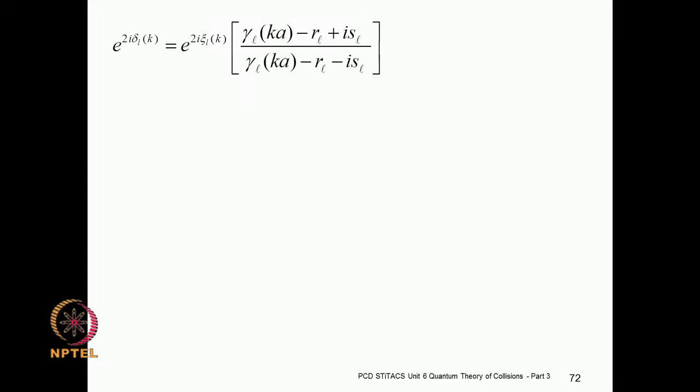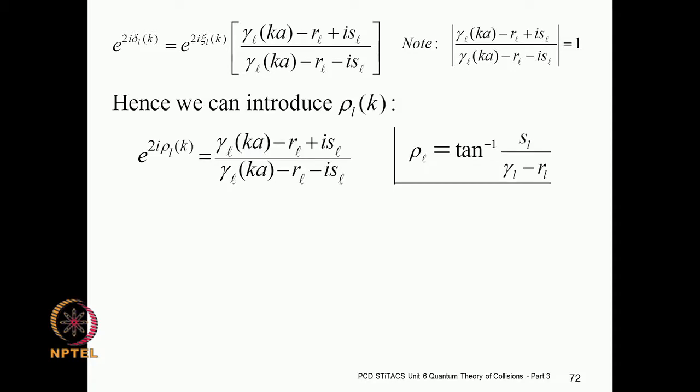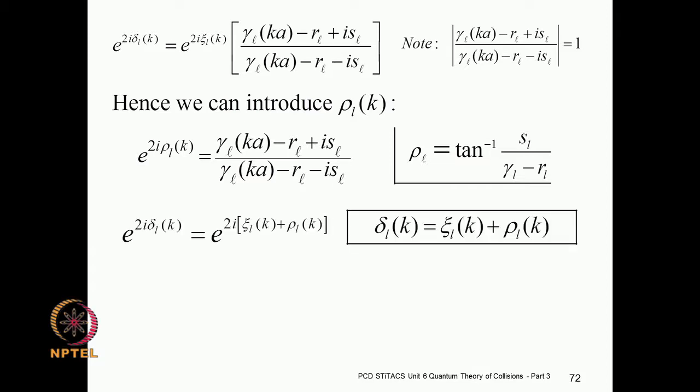So we have got this e to the 2i delta_l at the top of this slide. This second factor is of modulus 1, and we now write this second factor as e to the 2i rho, because it is of modulus 1. So rho is another phase shift now, another angle. So the net phase shift will be: twice delta is equal to twice xi plus twice rho, or delta is equal to xi plus rho. So that is the relation which is emerging for every lth partial wave.